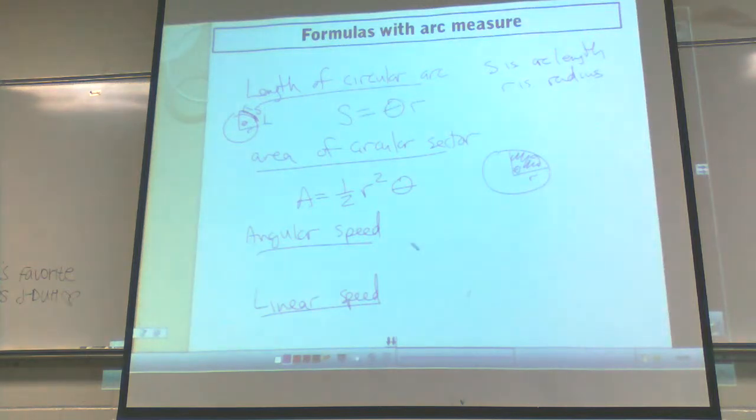Let me write these up. Angular speed. The W, guys, it's actually like a lowercase omega. It's kind of curved in on this side. And then the linear speed would be like this.